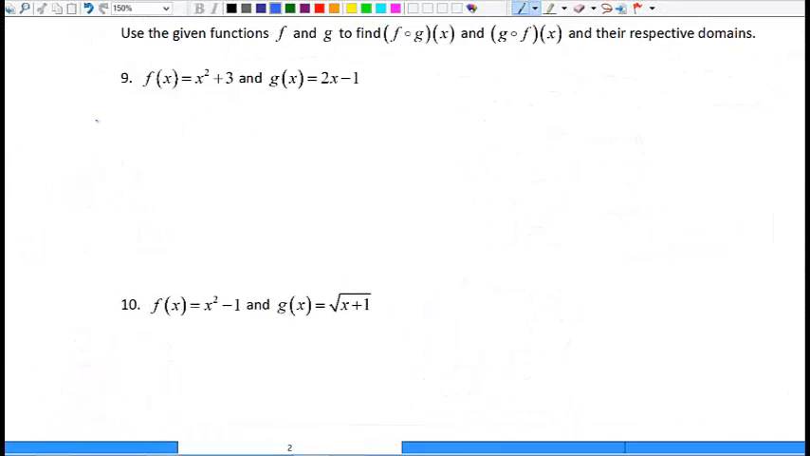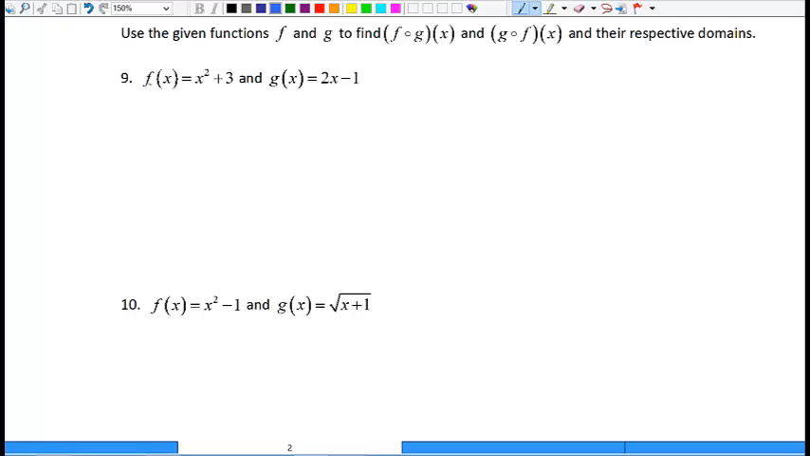Okay, so the last sort of skill we can do with composition is we can actually make the composition functions in an algebraic sense, meaning keep it in terms of x. And then we'll talk about the domains of how those things work. So let me first tackle making the function, and then I'll come back and make a statement about how to find the domains of these compositions. So we're going to do f of g of x and g of f of x together. We'll do f of g of x first, and then we'll come back and do g of f of x.